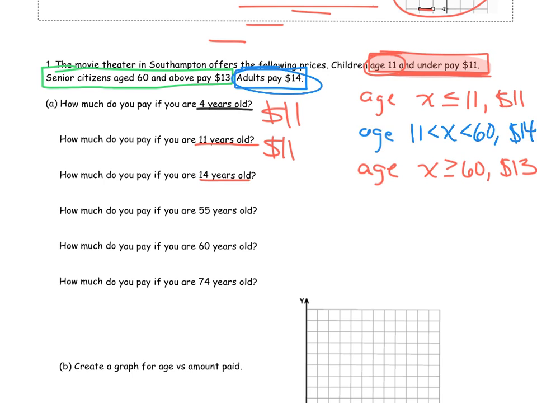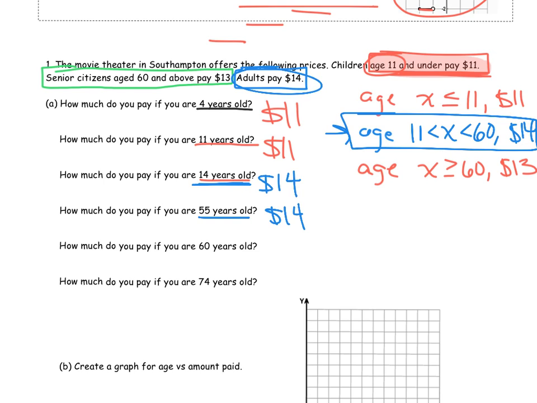This is just the movie pricing for tickets. Not saying that you're an adult if you're 12, but this is what we're going off of. So if you're 14 years old, that falls within this category, so you're going to pay $14. If you are 55 years old, again, you fall within this category, so you're going to pay $14.